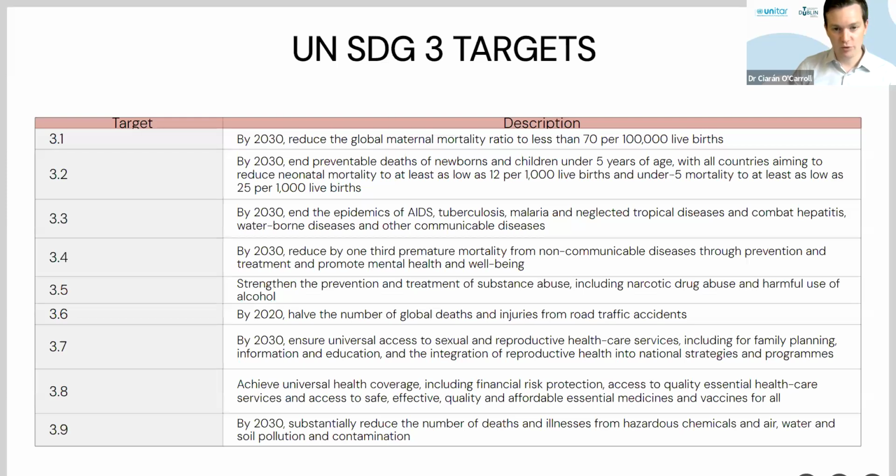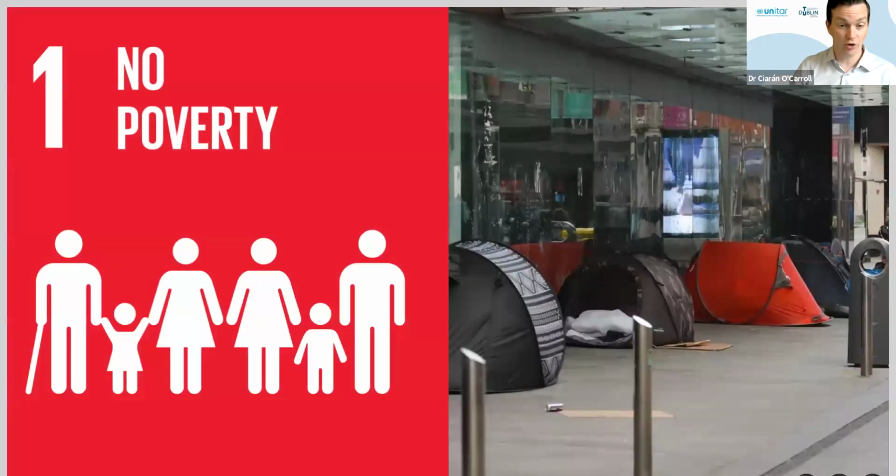Very interesting, target 3.7: universal access to healthcare services and family planning, and achieving universal health coverage, including financial risk protection, so that you don't become bankrupt because you're trying to get access to healthcare. And by 2030, substantially reducing the number of deaths and illnesses from air pollution. So some very ambitious targets, once again, on good health and well-being. In fact, Ireland is very much struggling with these at times.